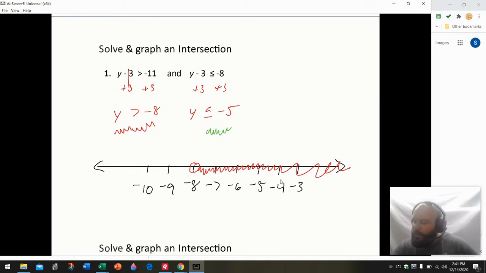Okay. Now the second one you're going to see is we are going to graph y is less than or equal to -5. So that's a solid dot because it's or equal to. And then we want the numbers less than -5. So I'm going to graph over here. Now, the important thing to see is where this shading is actually overlapping. It's overlapping right in here. And that would be the and graph, is the overlapping part.